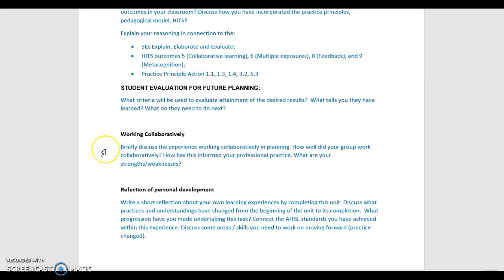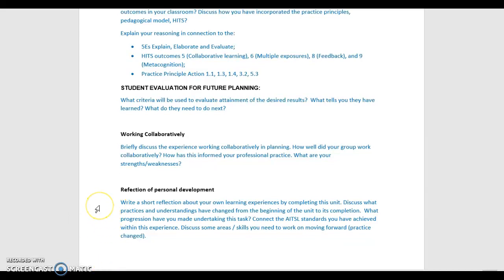Here we want you to discuss, it's a real individual reflection, thinking about what have you learned in terms of this assignment? Overall, what was your experience like working collaboratively? You will be working collaboratively in your profession. You plan together generally, especially if you've got a really strong team. So thinking about your experience in this assignment, did your group work well? Did you not work well? Why not? This is your chance to explain your experiences in this assignment. How has this experience informed your professional practice? What are your strengths and weaknesses in terms of working collaboratively?